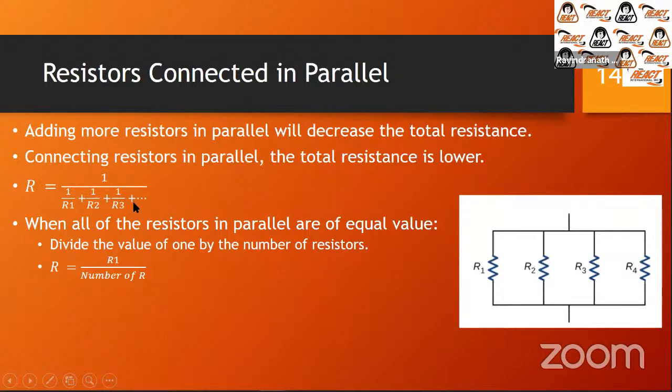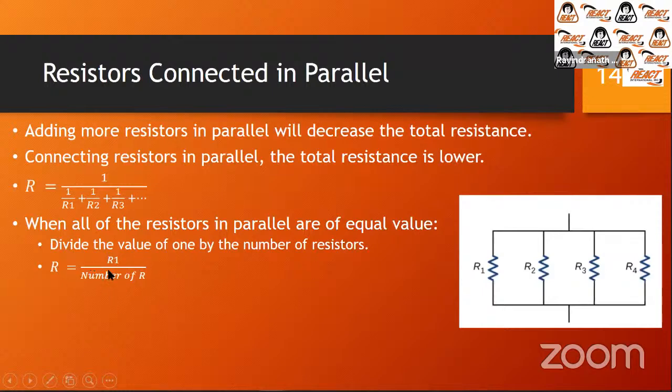Don't worry, we will deal with an example. There's a nice little rule of thumb to note that when all of the resistors that are in parallel are equal, so if R1 is equal to R2 is equal to R3 is equal to R4, there's one resistance value that you're dealing with. They're all equal. You can simply divide the value of one of the resistors by how many of the resistors you have.